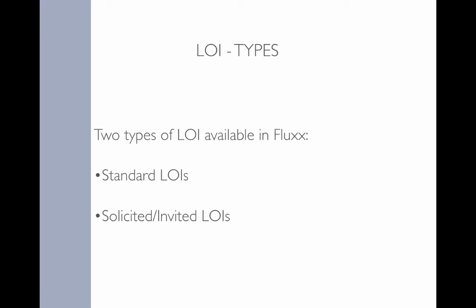Today's webinar will focus on the two most common types of LOIs used within Flux. Those two are the standard LOI and the invited LOI. A standard LOI is accessible to grantees via a link from the home page, while a solicited LOI requires the grantee to have a specific link in order to access the form. We'll start with a setup of the open version, then move to the special configuration required for an invited LOI.